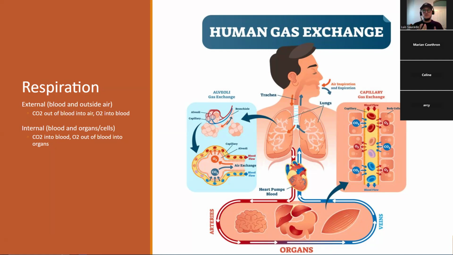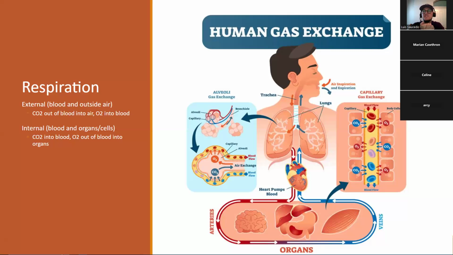Internal respiration happens when the blood vessels carry that oxygen to our tissues, and then the cells will transfer those gases. It'll give oxygen to our cells and it'll take out CO2 from our tissues, and then it'll go right back to our lungs. It'll then send the CO2 out with the air that you breathe out, and then it'll take in oxygen from the air. Being able to differentiate between what's external and internal respiration is very important.